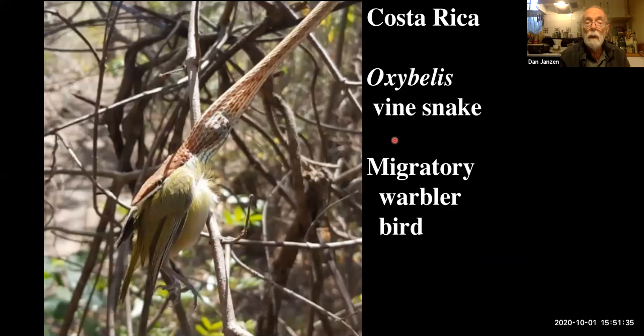And if you don't think snakes eat birds, here's one right in front of our house. This is a vine snake who's a specialist on lizards and small birds, up on this vegetation. And here's a warbler that has just been caught and is being swallowed. See, the head of the warbler is right about in here inside, and the snake is slowly swallowing it.